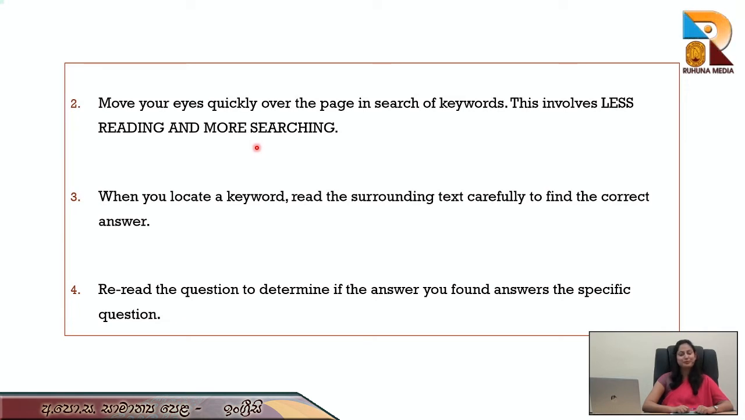All right. So after you locate your keywords, what are you going to do? Right. Then you have to read the surrounding text carefully to find the correct answer.